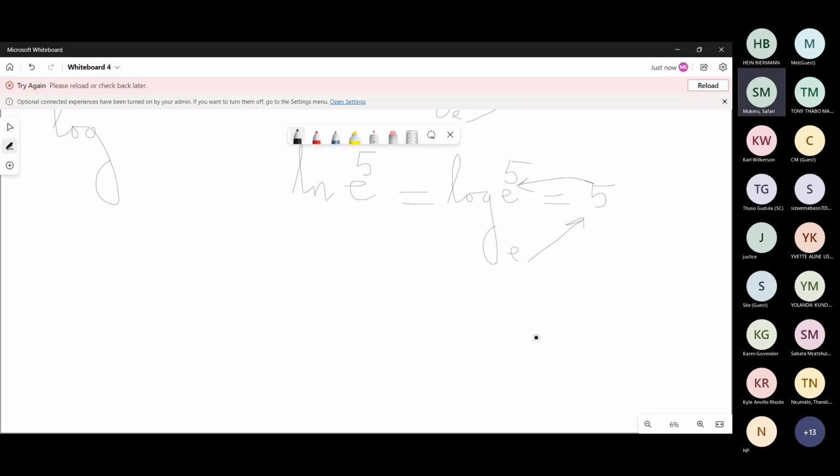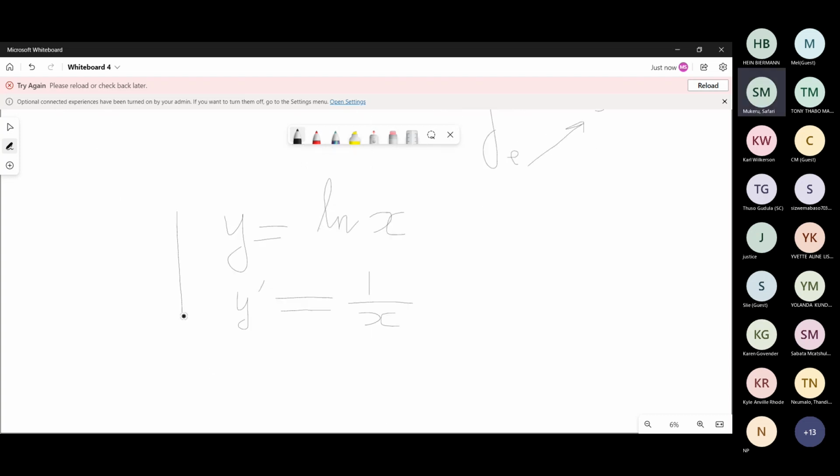Now we have the notion of the function ln. How do we compute the derivative of this function, ln of x? Another formula here, please, is the following: y prime is equal to, very surprising, 1 over x. Isn't it surprising? That is how you take the derivative of the function ln. 1 over x. Great.